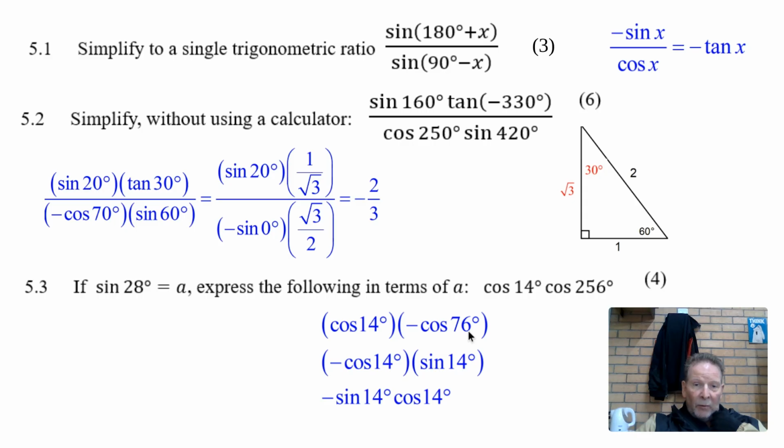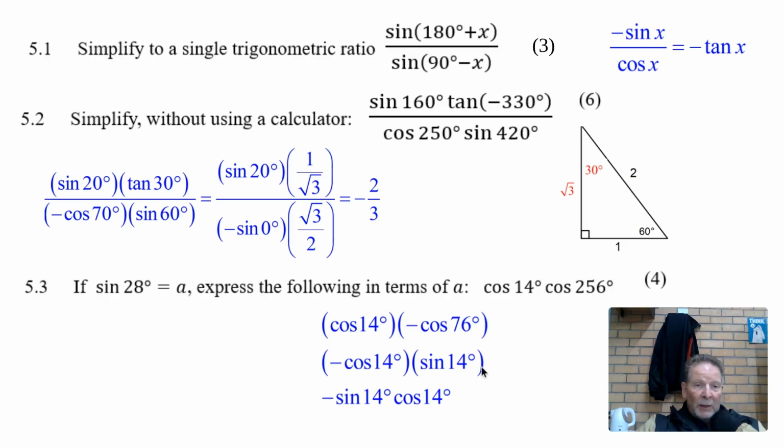That's 76 degrees past 180. So it's the cos of 76, and it's negative. But the cos of 76 is the same as the sine of 14. Now this sine cos is getting really close.